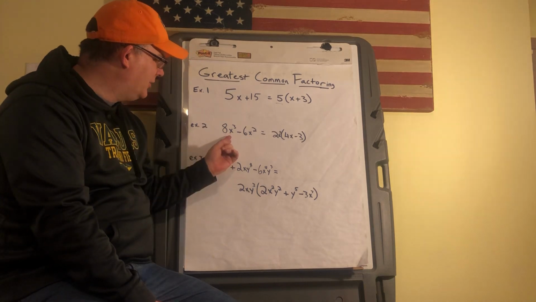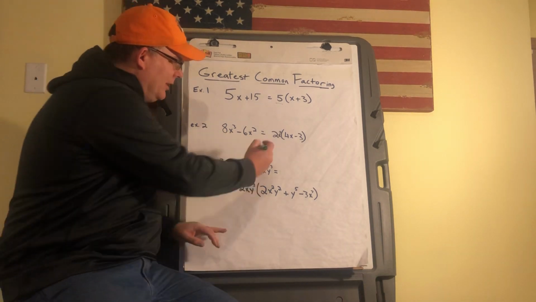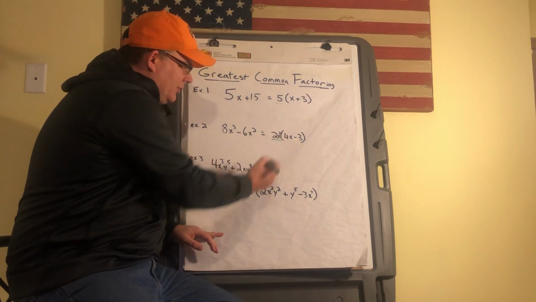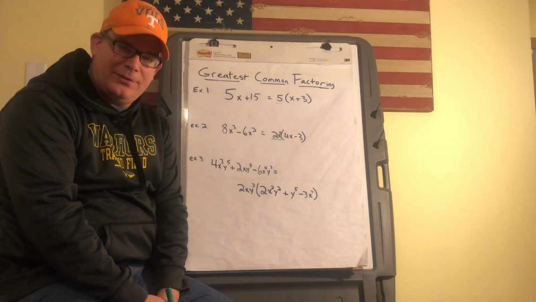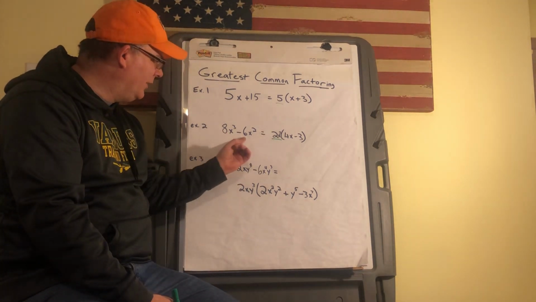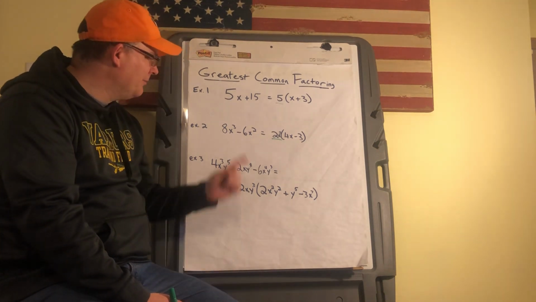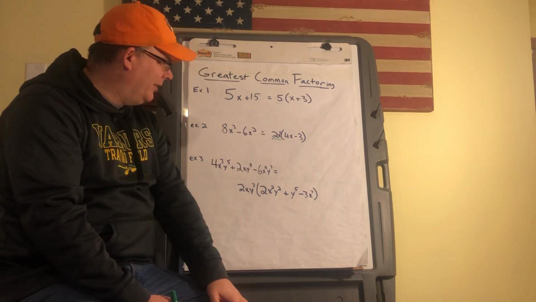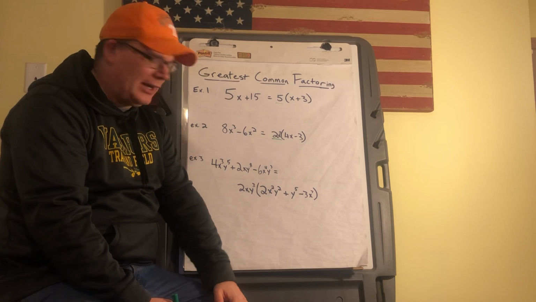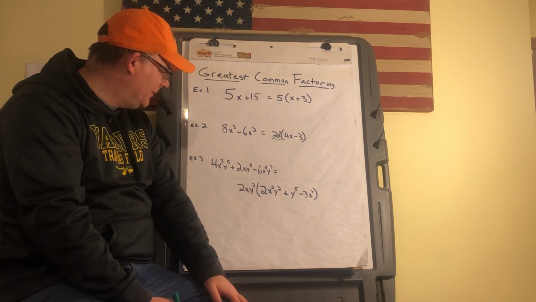All right. Each of these, as we go through, in this case, 2x squared was the greatest common factor. Both of these numbers are divisible by 2. That's the biggest number that they're divisible by. And then both of these have at least x squared in them as the variable.